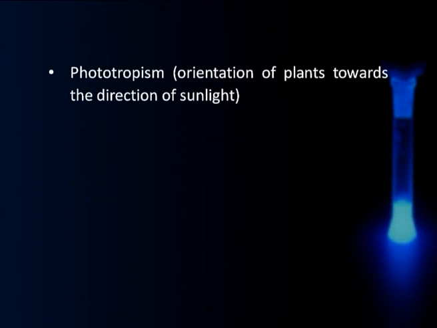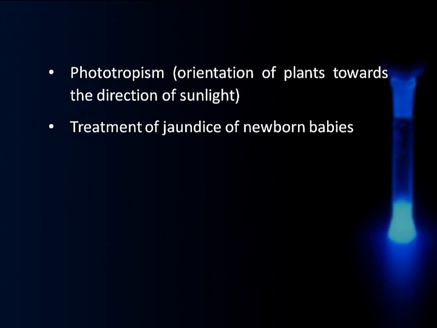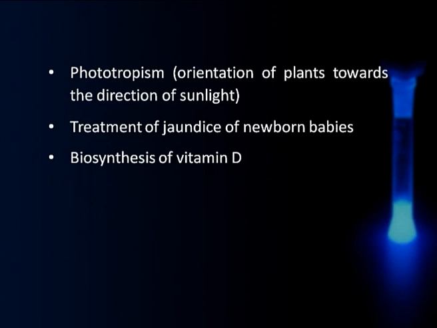Another example is phototropism, that is, orientation of plants towards the direction of sunlight. Again, photochemistry is involved in that. Then treatment of jaundice in newborn babies. We must have seen that when a newborn baby is suffering from jaundice, we put it into a device wherein we shine some light on it. Photochemical reactions take place in that, and that takes care of the problem of the child. Light is very important for us because it also leads to biosynthesis of vitamin D in our body.